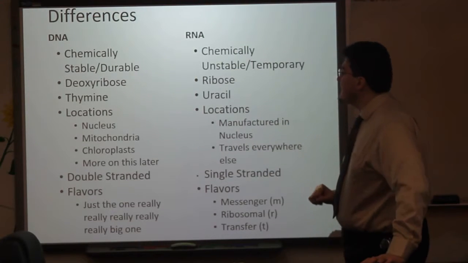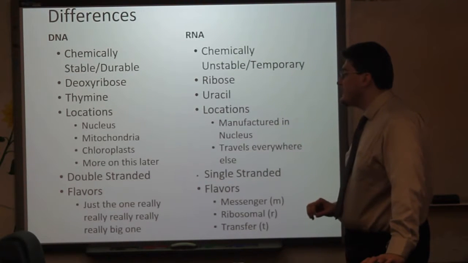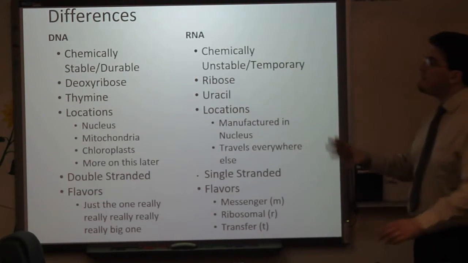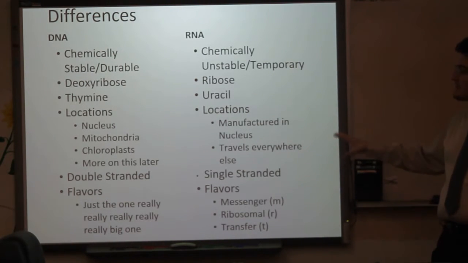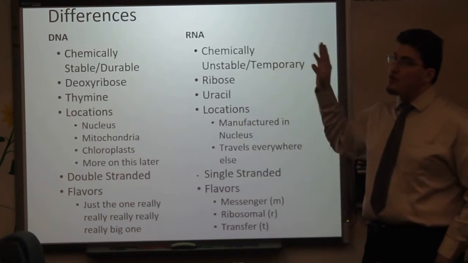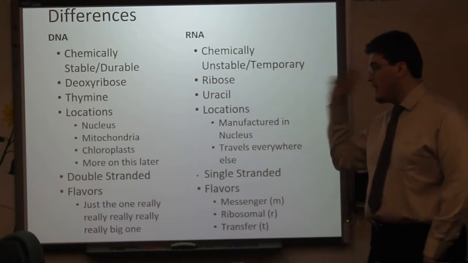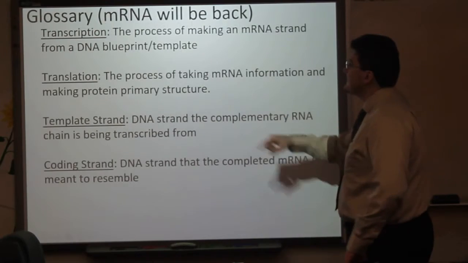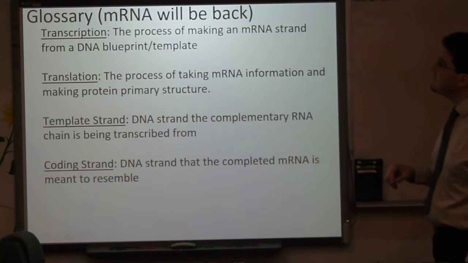DNA has a double-stranded structure, and RNA has a single-stranded structure. Now, there are 3 flavors of RNA: messenger, ribosomal, and transfer RNA, whereas there's just the one really big flavor of DNA, double-stranded DNA. Now, that's an assignment that we did.